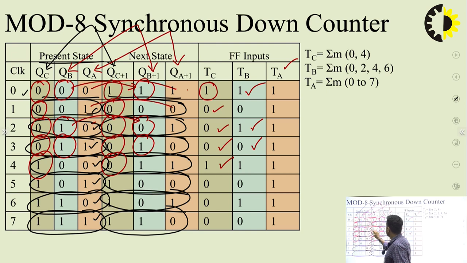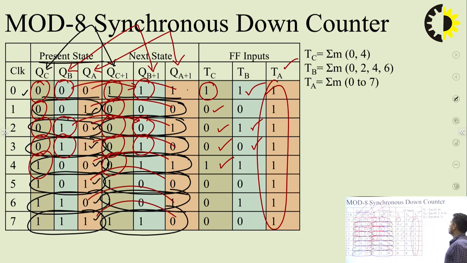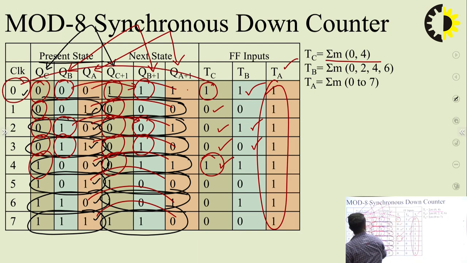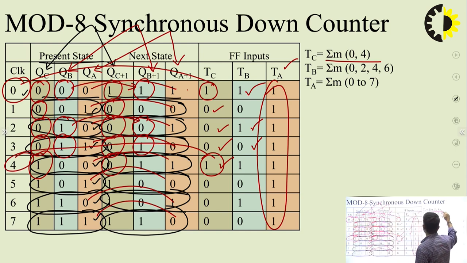1 to 0, 0 to 1, 1 to 0. That means at every point of time they are getting toggled. So that's why all the entries in TA column are 1. Now noting down the main terms, TC main terms. That means these two, 0 and 1. This one corresponds to 0 and this one corresponds to 4. So that's why main terms for TC are 0 and 4.